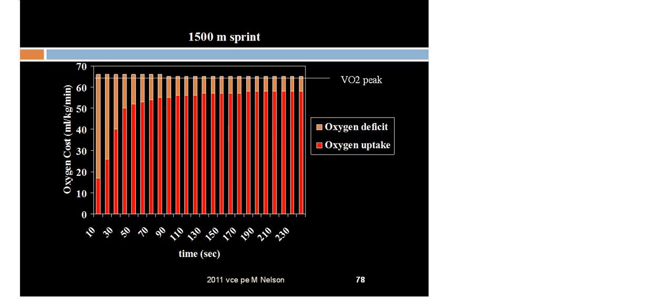1500 meter sprint. Again, energy demand here is even less above our VO2 max. And yet again, oxygen deficit representing the contribution from the anaerobic energy systems.